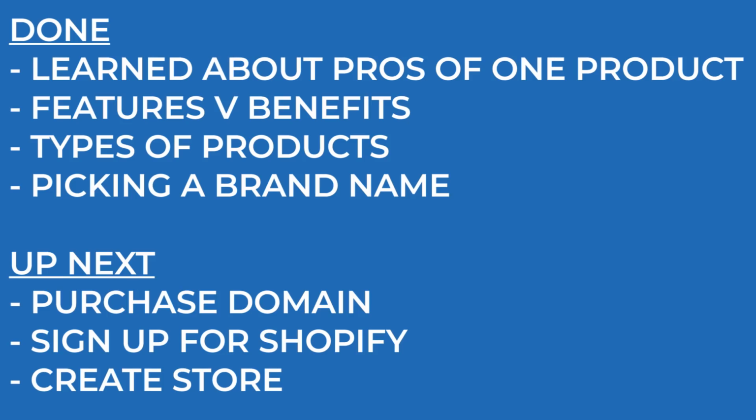Excellent. So we've learned about the benefits of one product dropshipping, the type of products that we can use for one product dropshipping with some examples, and also how to pick a brand name for our one product dropshipping store. So now we're going to go and just purchase our brand name, and after that we're going to sign up for Shopify, and I'm going to take you through the process of actually building the one product dropshipping store.